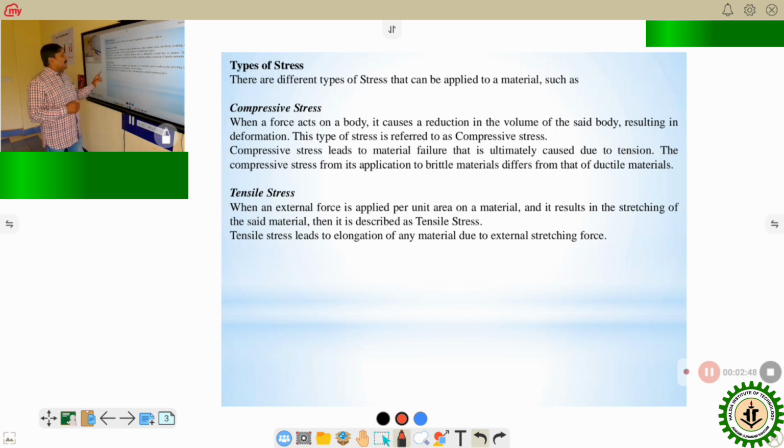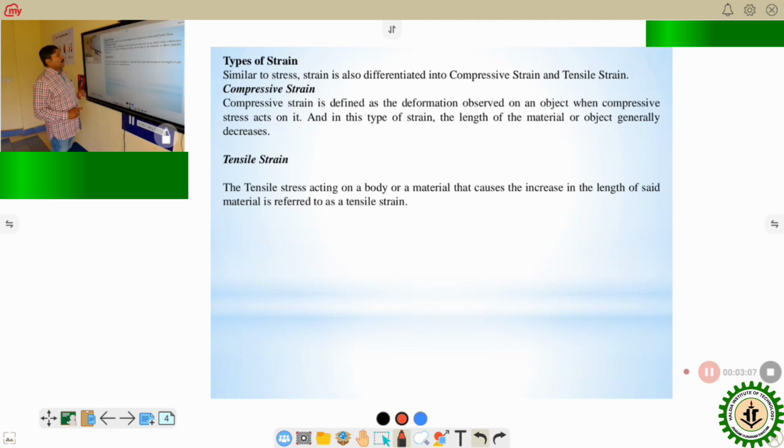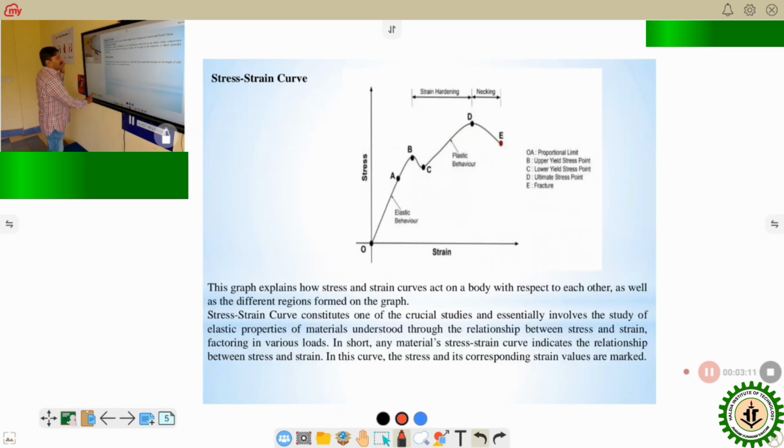The tensile test leads to the elongation of a material due to the external stretching force. Elongation means we are providing tension or load, and then the material is elongated. But up to how much? That is what we are measuring from this test. Tensile strength I have already discussed.